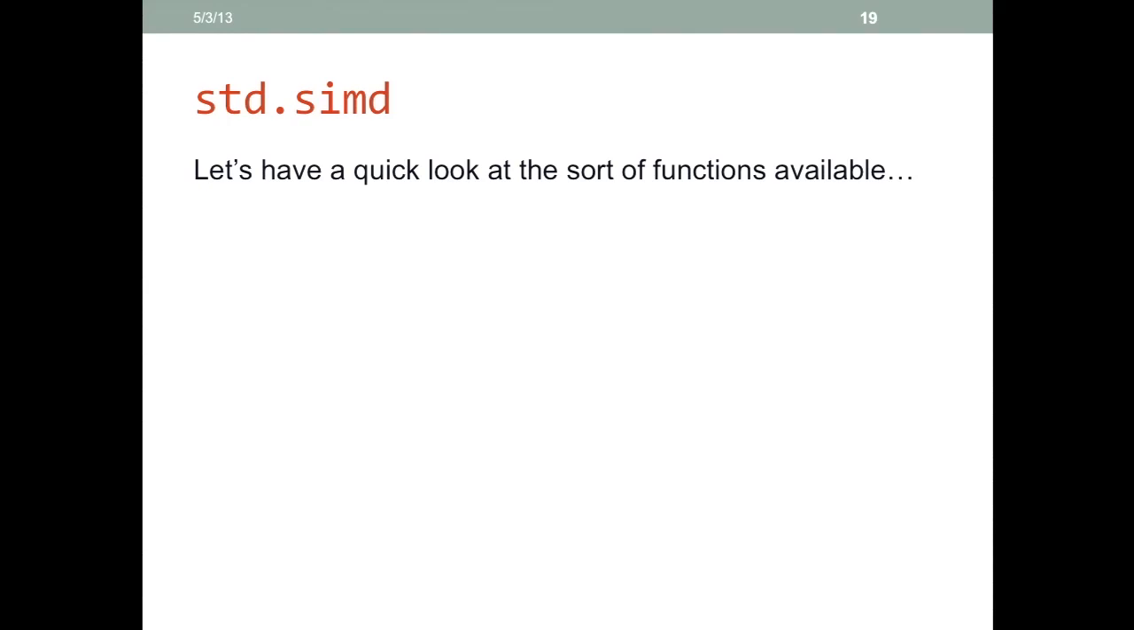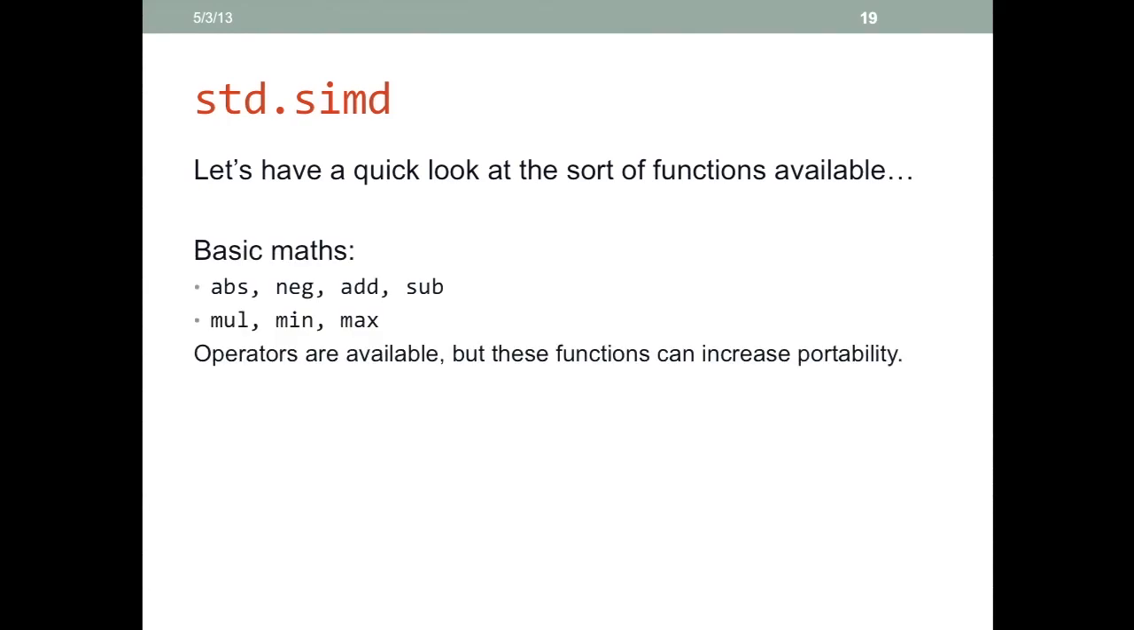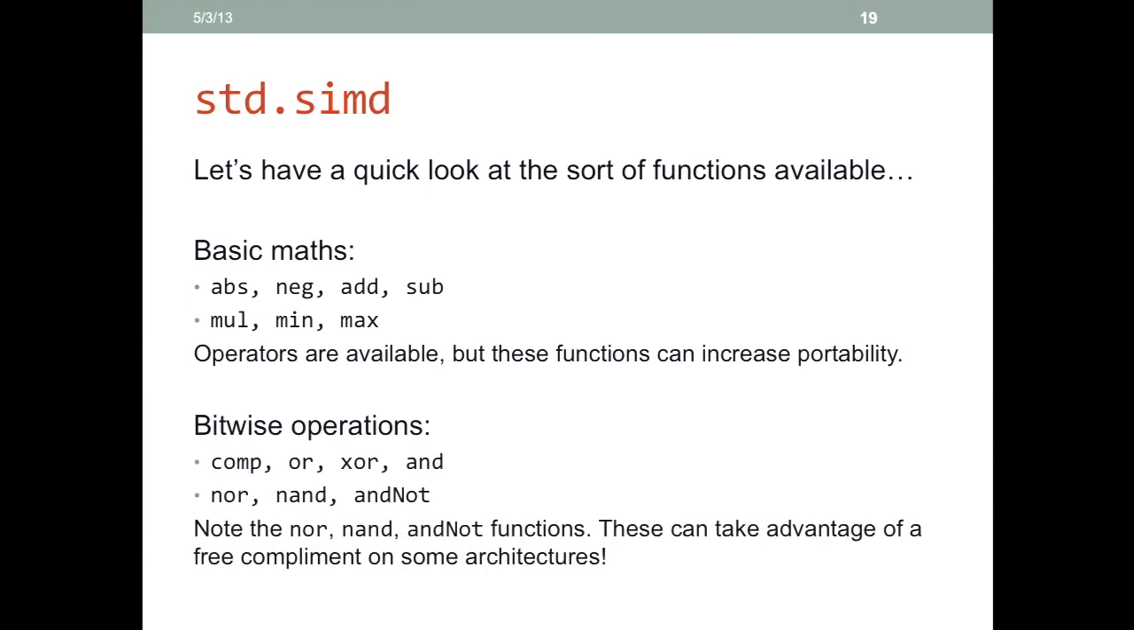So I'm just going to quickly skip over the sorts of functions that are available in std.simd so you can get a feel for it. There's the basic maths. The operators are available, but using these functions may increase portability slightly, because if there is an efficient emulation available for some type or some opcode that's not available on a particular architecture, these will fill the gap.